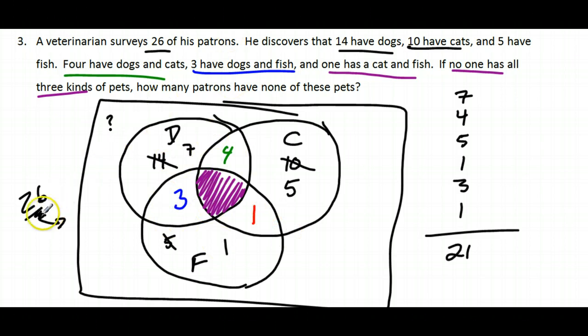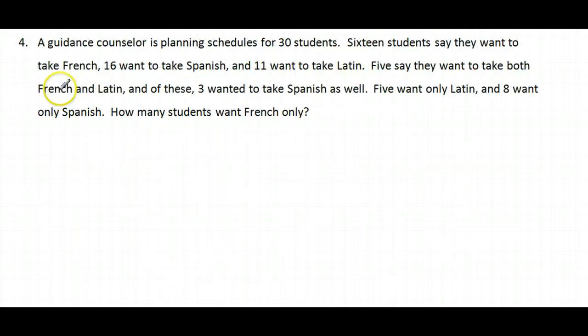That means that of the 26 patrons he has, 21 people are in this dog, fish, cat category. He still needs 5 patrons out here that don't have dogs, cats, or fish. Maybe they have birds or something like that. If he has 26 patrons, we need 5 more that are not in this to get the total 26. So how many have none? The answer would be 5.